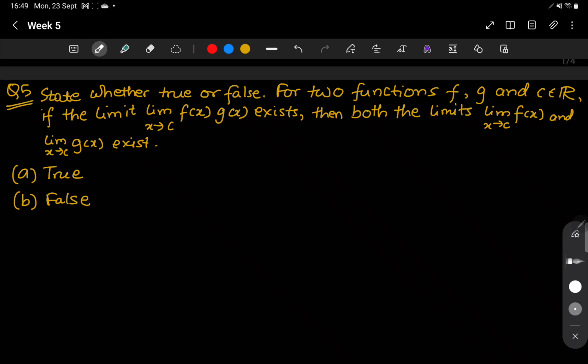Question number 5, another true false type question. State whether true or false: for two functions f and g and c belonging to R, the set of real numbers, if the limit as x tends to c of f(x) g(x), the product, exists, then both the limit as x tends to c of f(x) and the limit as x tends to c of g(x) exist. True or false?